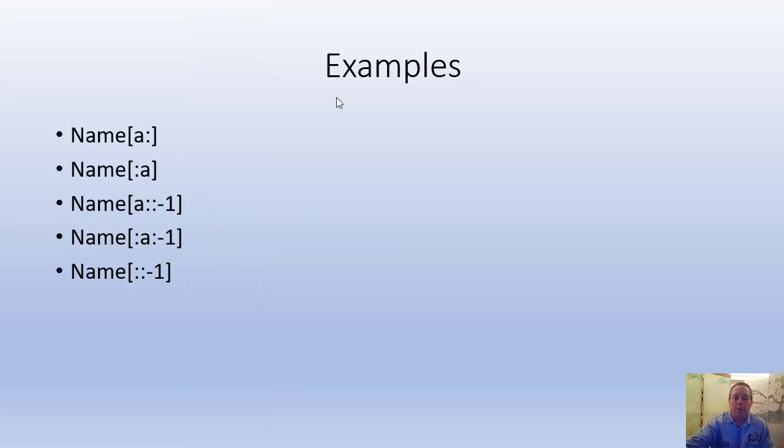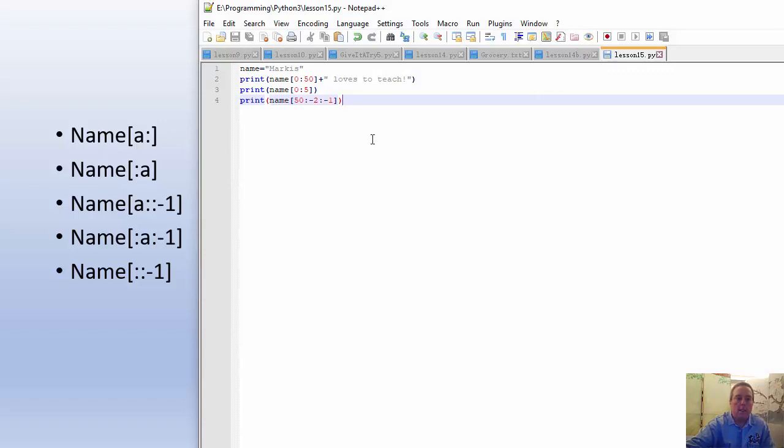Here are some examples. We could start with a number and put no ending, so it will start wherever you tell it and keep going all the way to the end. We could leave the beginning empty and go until the number, except it will go 1 less. So it will start at the beginning and go all the way to 1 less. This one will go from the beginning to the end, but in reverse. Let me show you this one and see what it actually does.